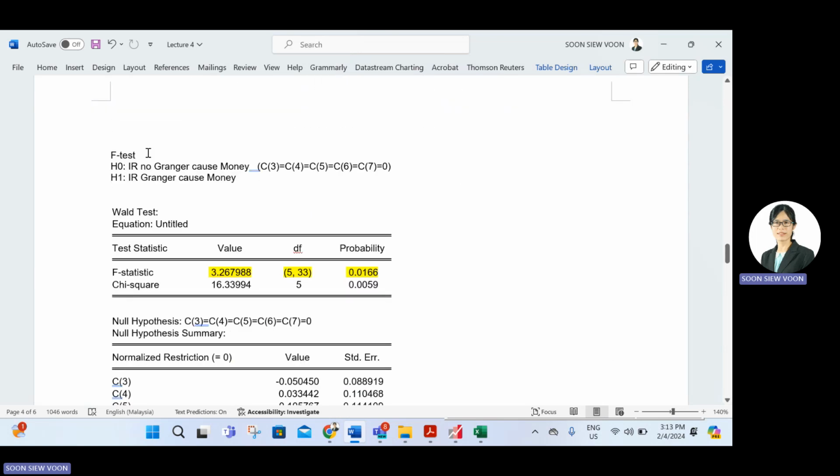So you can use the F-test. You can use the F-test to test whether the interest rate Granger-causes the money, or the other way around. Interest rate does not Granger-cause the money, or interest rate Granger-causes the money. So how are we going to test the first hypothesis?